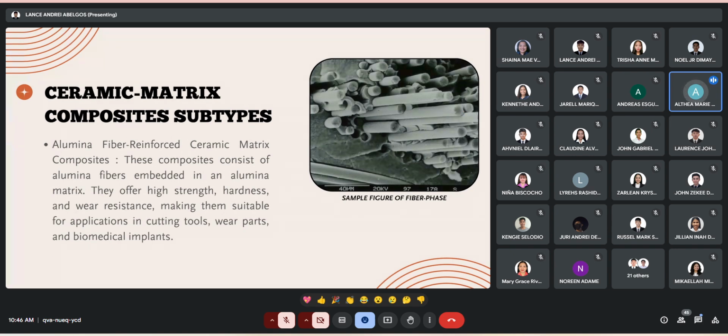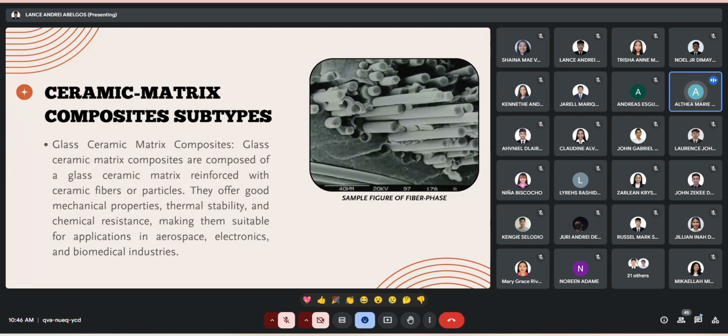The last one is the alumina fiber reinforced ceramic matrix composites. These composites consist of alumina fibers embedded in an alumina matrix. They offer high strength, hardness, and wear resistance, making them suitable for applications in cutting tools, wear parts, and biomedical implants. Next slide.